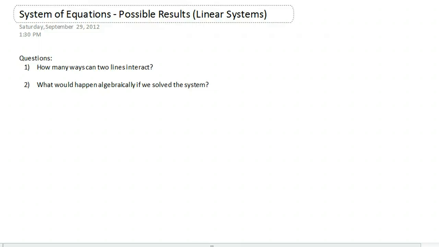So, two questions you want to ask yourself. How many ways can two lines interact? And what would happen algebraically if we solved the system? So, we have three different ways they could interact. And I'm just going to break this up into three.